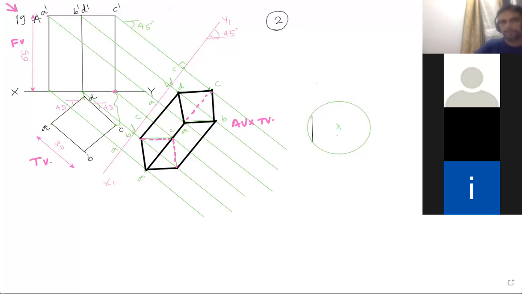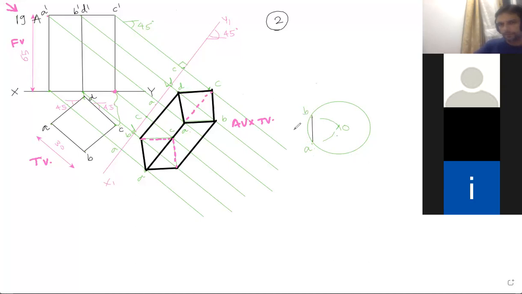Like this. So this is, let's say, A, this is B. So take A to B, rotate. B to A, rotate. Wherever it will cut, that is O. O to B, and you draw a circle.